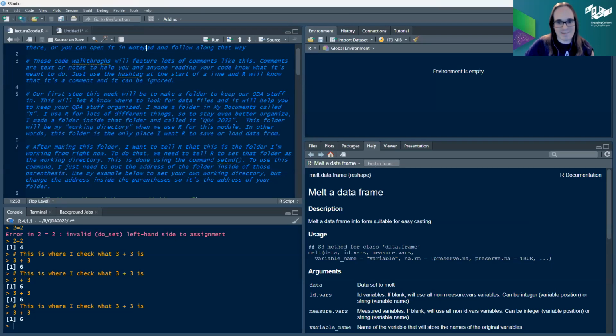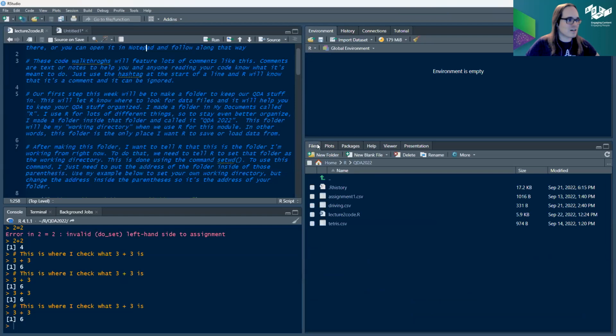Great, I'm glad WordPad is useful for looking at these files too. This is where you can also look at some of the documentation for R, but this is where a lot of your extra stuff is.